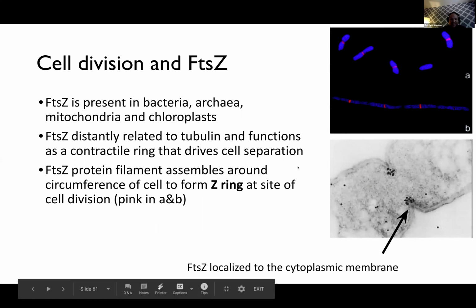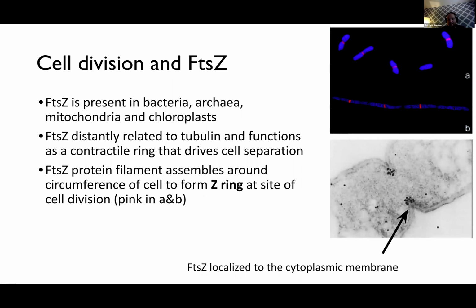So the idea being, when you have FtsZ, the protein filaments form what we call a Z ring at the site of cellular division. In A and B here, it's the pink ring, and in the figure down here, it's black. And it is localized to the cytoplasmic membrane as a whole. Now, what it's doing is essentially trying to push these two points together. That's what's really happening. You can think of it like you have a knife on both sides compressing in. That's what FtsZ is trying to do. That's what's going on here.